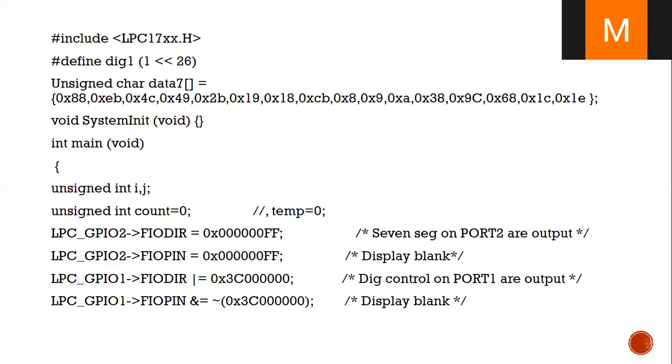Now I am going to initialize the values for the ports, port 2 and port 1. First step, LPC_GPIO2, nothing but port 2.